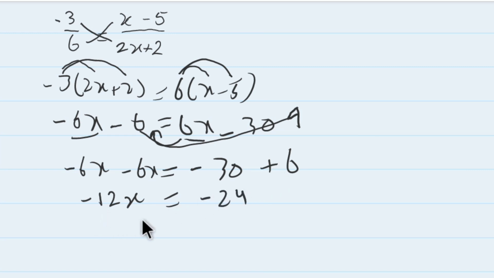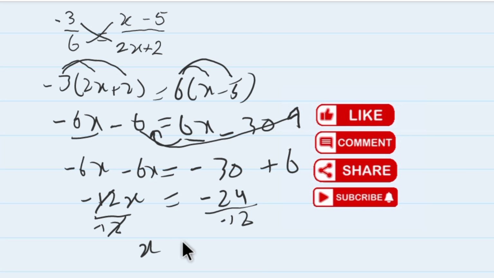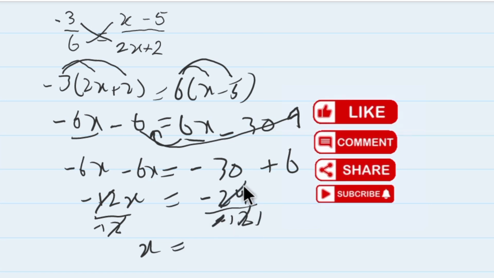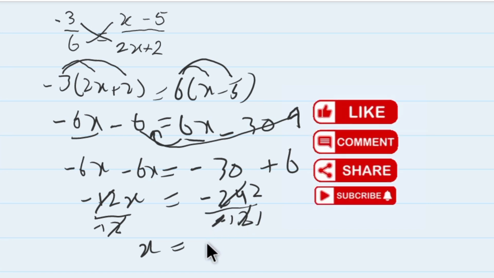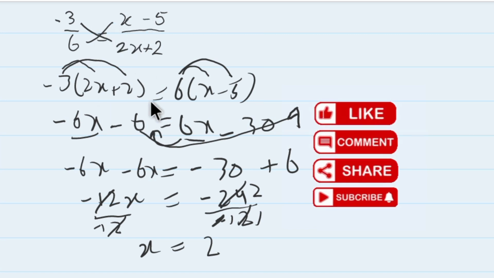We will divide by minus 12 on both sides to isolate the variable on one side of the equation. Minus 12 will cancel out minus 12 and we will be left with 12 ones are 12, 12 twos are 24 and minus minus will change to plus, so x is 2. Now again it's easy practice to replace x by 2 and verify its solution.